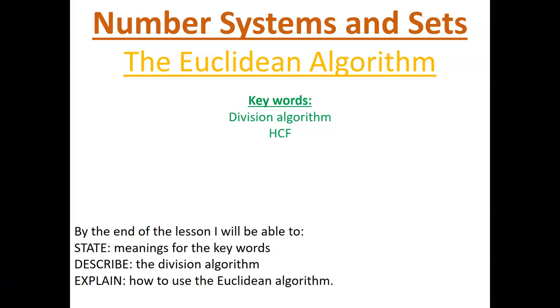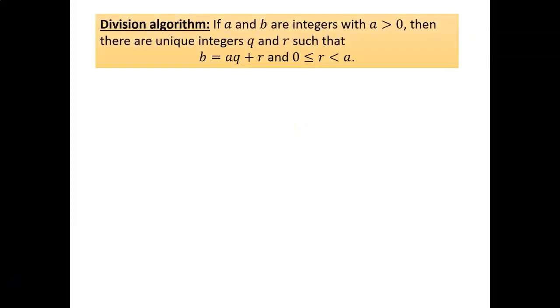This lesson is on the Euclidean algorithm. If we've got two integers with one of them greater than 0, then there are two other unique integers such that we can write this relationship, where our remainder is positive and less than a. To make this easier, a and b are the integers that we're talking about. Q is for quotient, R for remainder. Let's have a look at how we might do that.